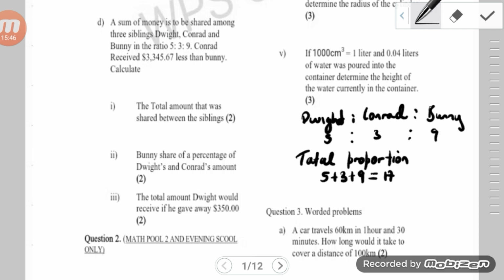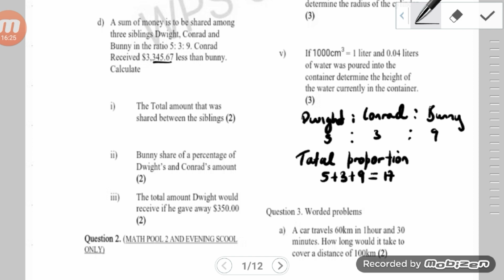Now, I find that a lot of my students, when you're actually working this problem, tend to always read the question, and what I find a lot of the times is that they tend to divide the amount of money that they see right here by the amount of shares that Conrad received. So I find that a lot of persons divide the 3,345.67 by 3, when in fact, remember that the question actually stated that Conrad received that amount less than Bunny. So that's not the amount of money that Conrad actually got. He just got this amount less than what Bunny actually received.